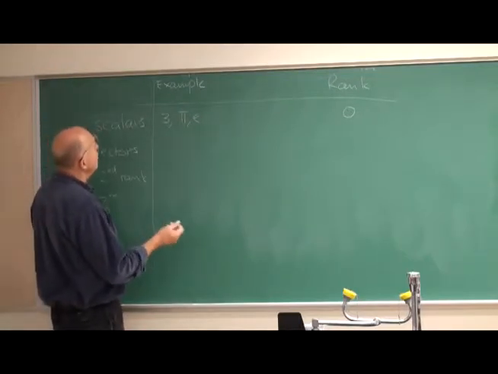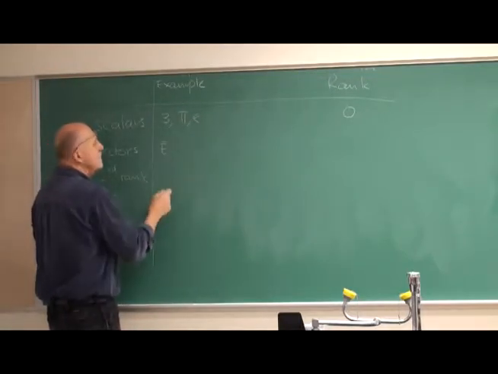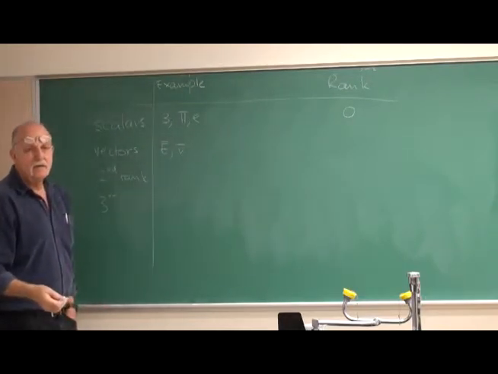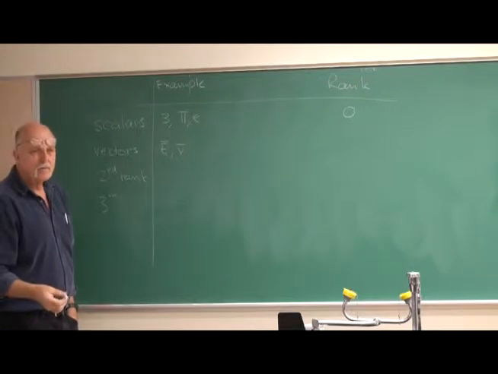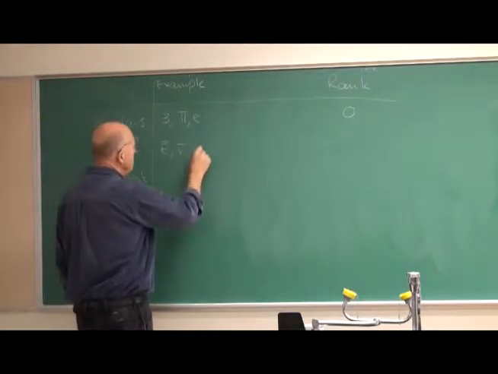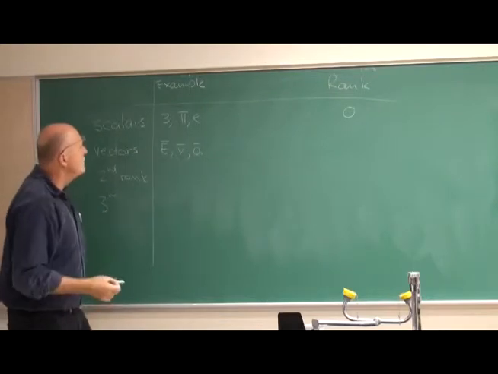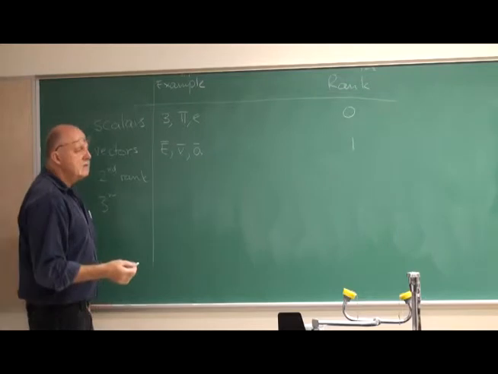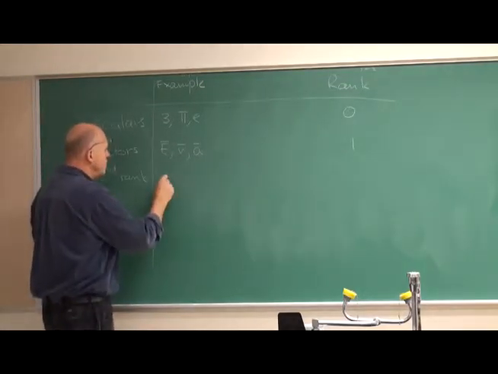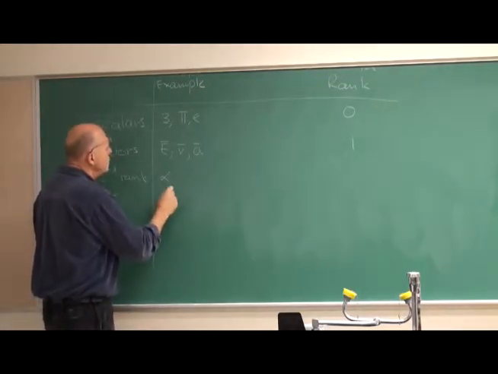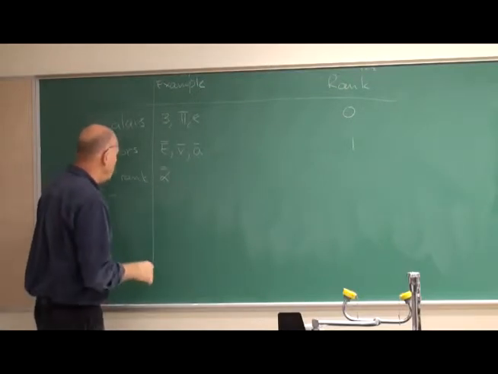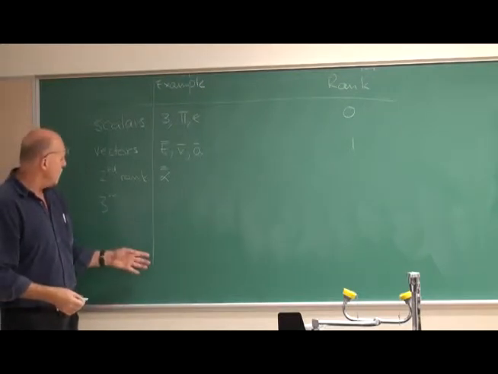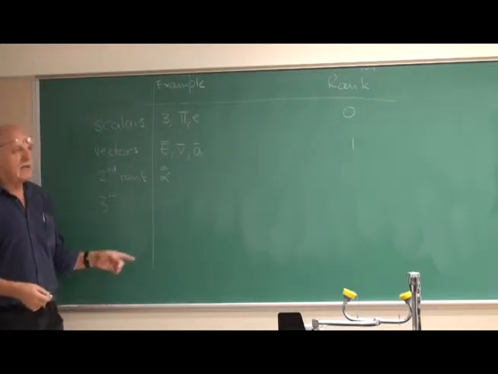Vectors. So think about vectors. The electric field is a good vector. Velocity is a vector. More vectors: acceleration, g. Lots of examples of vectors. So these are tensors of rank 1. Second rank tensor, so we already said dielectric tensor, polarizability tensor, and then the process can continue, and we'll talk about other examples a little later.